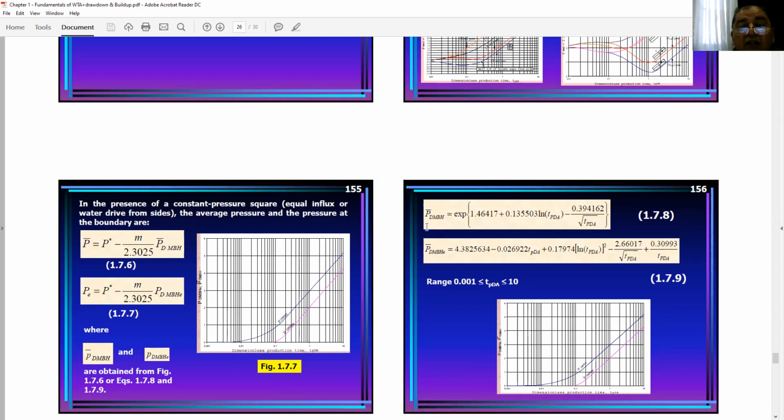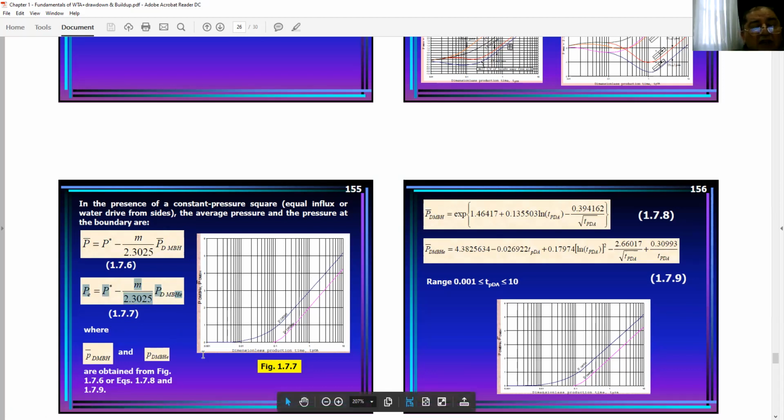For example, P-dash DMBH, the exponential term here. If you need to calculate average reservoir pressure, what you need is P-dash MBH. But if you need to calculate PE, you need to use PDMBHE.